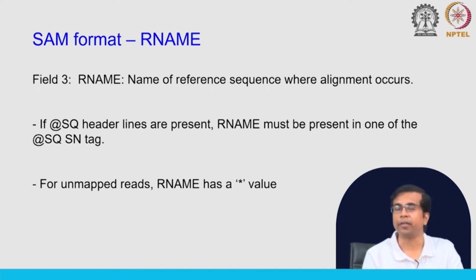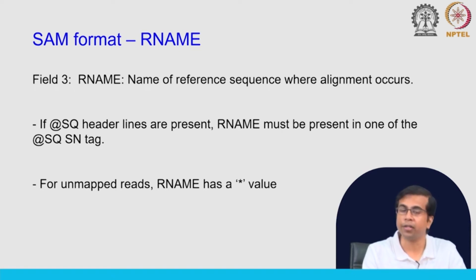So, for unmapped reads you will not see an R name, right. Because there is no mapping, the R name will have a value of star. So, if you see this star, it means this read did not align against the reference sequence. After this reference name, what is expected is the position, right.